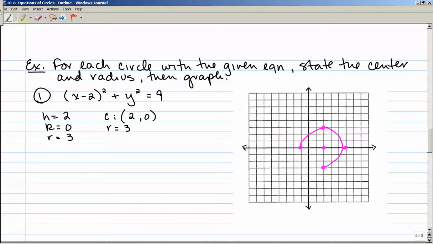And this is what I'm not very good at. And there's your graph of the circle. Okay? Key thing is to get that center and then a point north, south, east, and west. And then graph your circle from that.